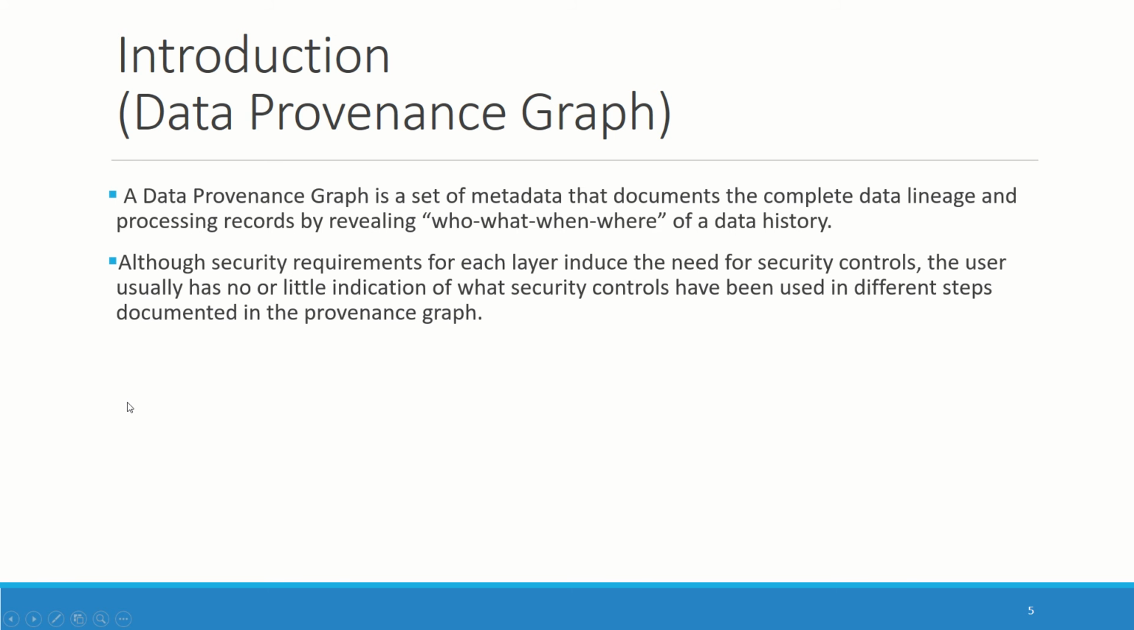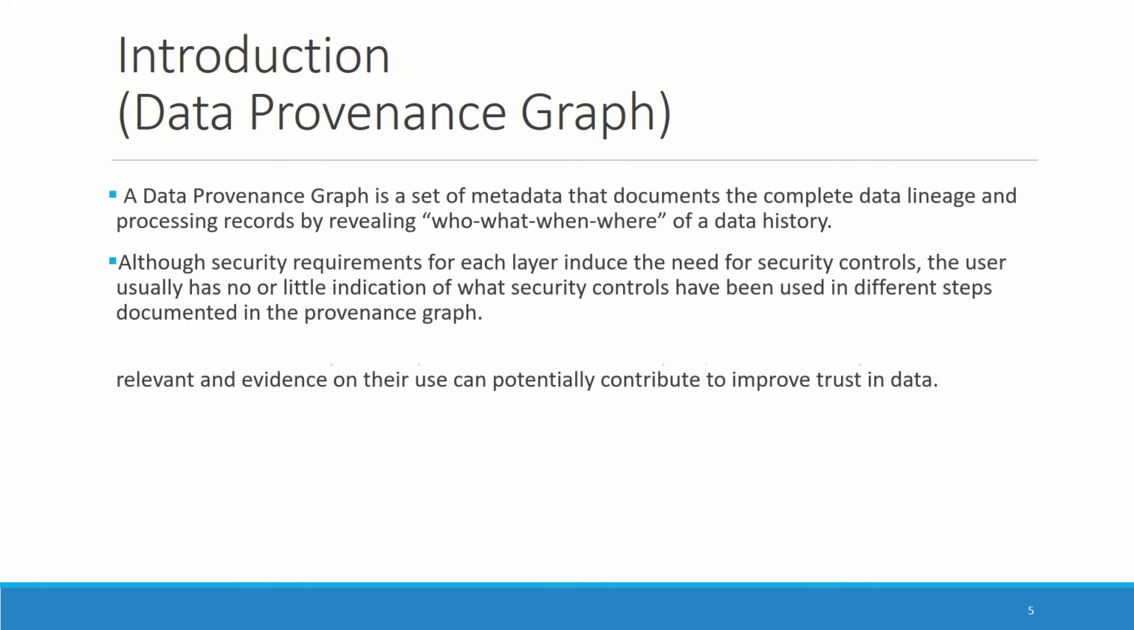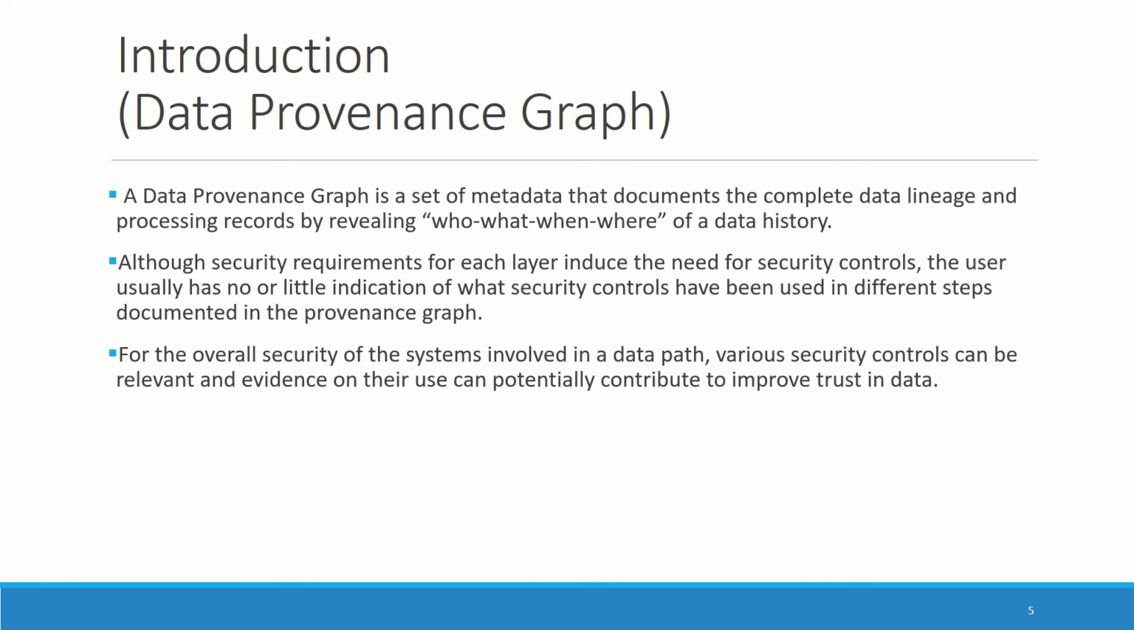Okay, so all the security requirements for each layer induce the need for security controls. The user usually has little or no indication of what security controls have been used in the different steps documented in the provenance graph. Therefore, for the overall security of the system involved in a data path, various security controls can be relevant, and evidence on their use can potentially contribute to improving trust in data.